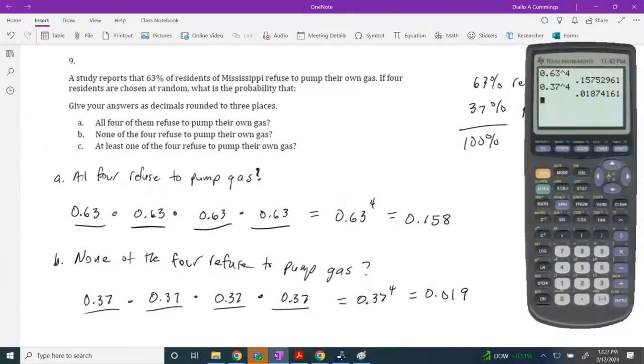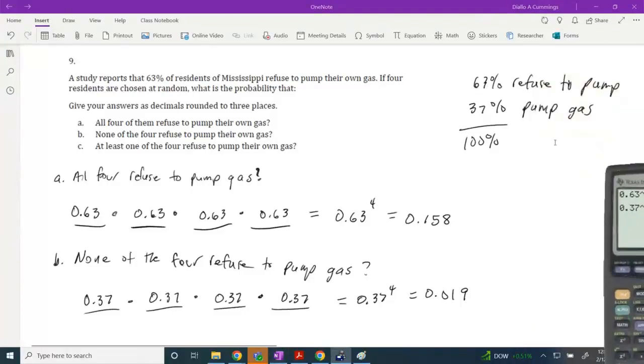So any questions about B? So they kind of faked this out. They gave us one probability, but we actually had to use what's called the complement. Right? We subtracted 63% from 100% to get the 37%, and that would represent the population of residents in Mississippi that pump their own gas. They don't refuse. They'll just go ahead and pump it, right? So a probability of choosing 4 people as such is 0.019.